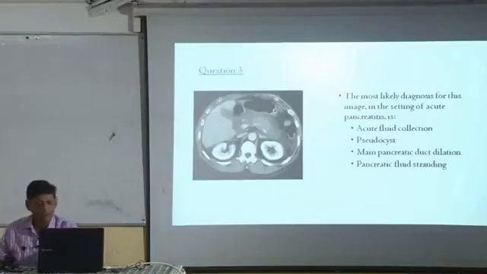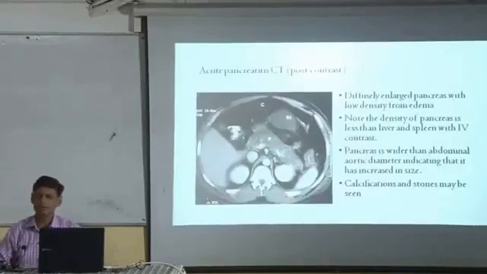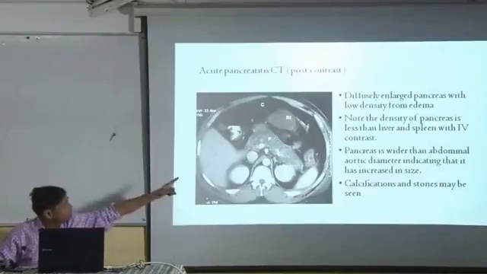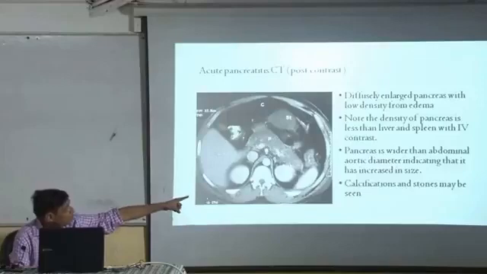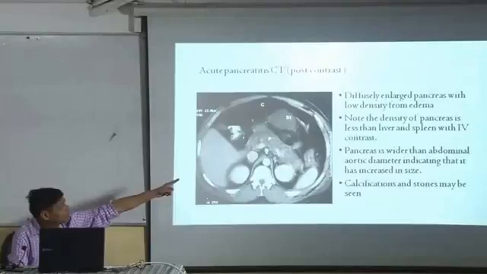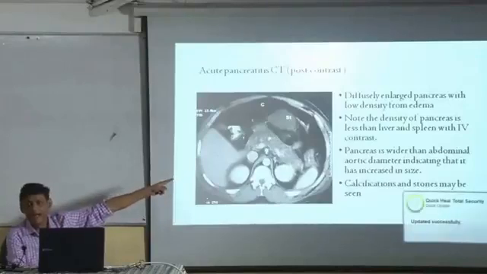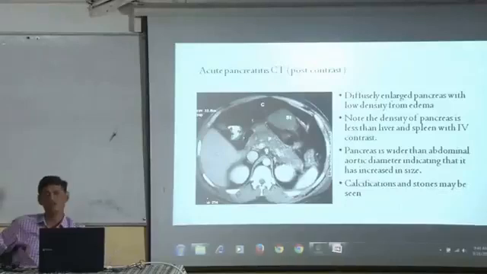Fine. One more picture regarding it. This: acute pancreatitis. CT, once again post contrast. We are evaluating it. You can see the diffusely enlarged pancreas, the enhancement, the spleen on that side, the liver on this side. They are almost the same. But in comparison, the pancreas appears to be large and filled with fluid because the enhancement has decreased. Okay, this is what. Along with this, you may also see some calcifications.